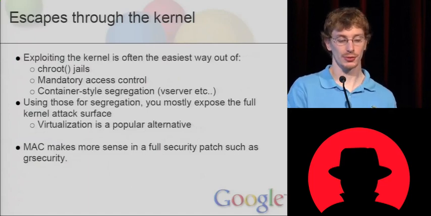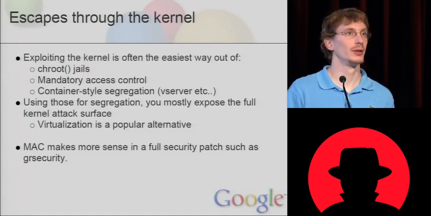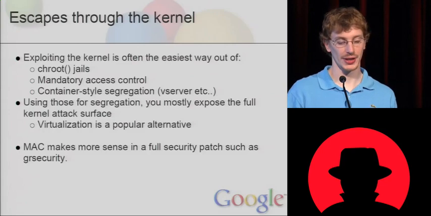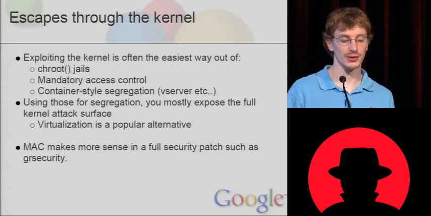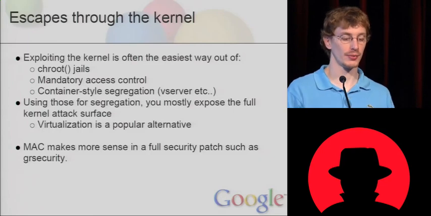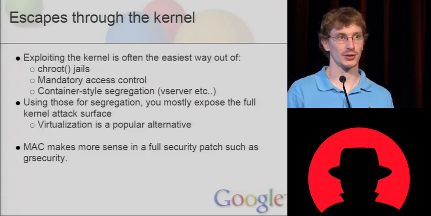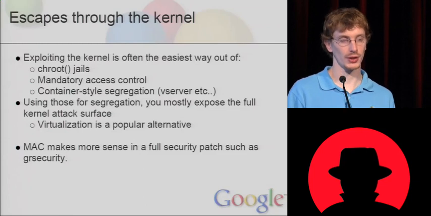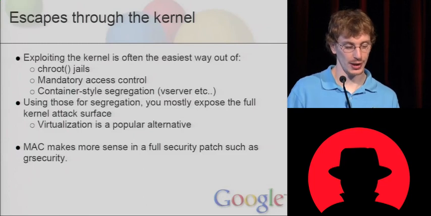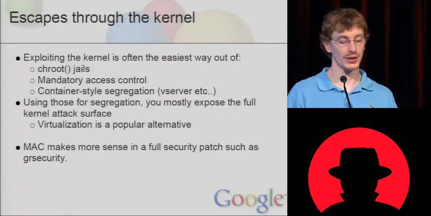Escapes through the kernel. Exploiting the kernel is often the easiest way out of basically all kinds of sandboxing techniques. Old school ones such as chroot jails, which have been used forever, mandatory access control, which has been gaining traction in Linux for the last 10 years, but is still not really widely used. Container style segregation such as vserver. And I'm only talking about Linux right now, but on Windows you see the same thing happening. Using those for segregation, you still mostly exploit the full kernel attack surface.